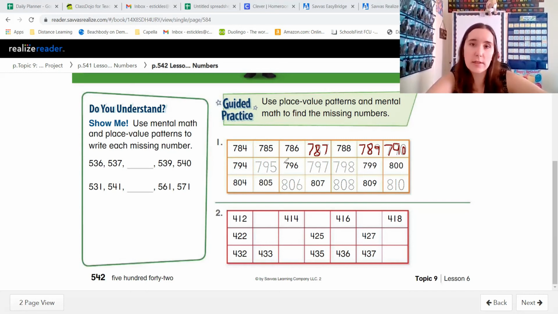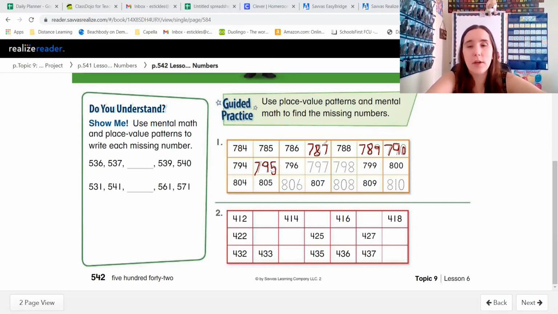Or I can get a little bit fancier and look at my numbers in my top row and add 10 to them to find the number below it, because when I go down the columns, they increase by 10. So 785 plus 10 would be 795. My tens place increases by 1. So the 8 in 785 becomes a 9 in 795.